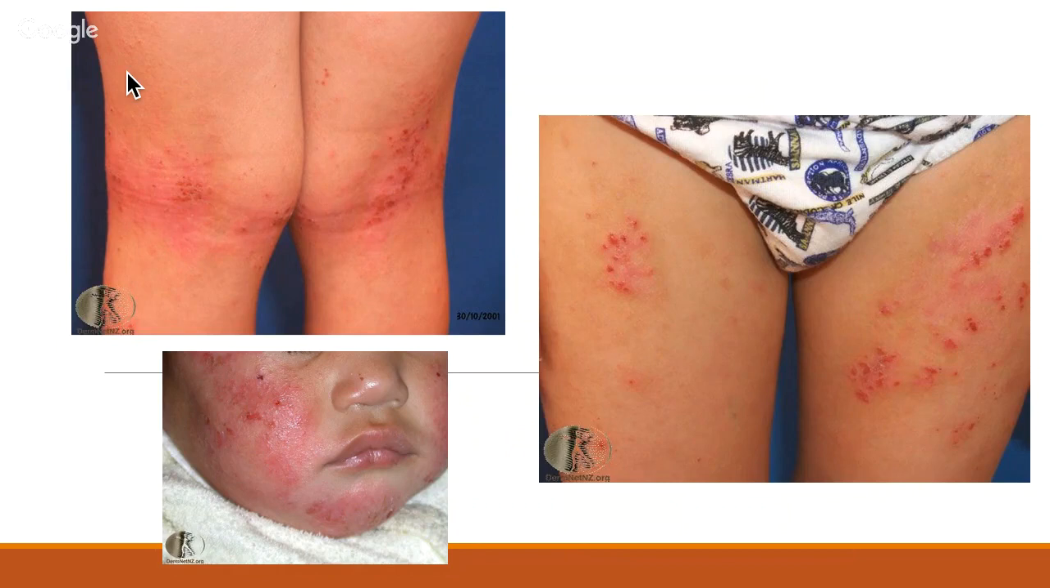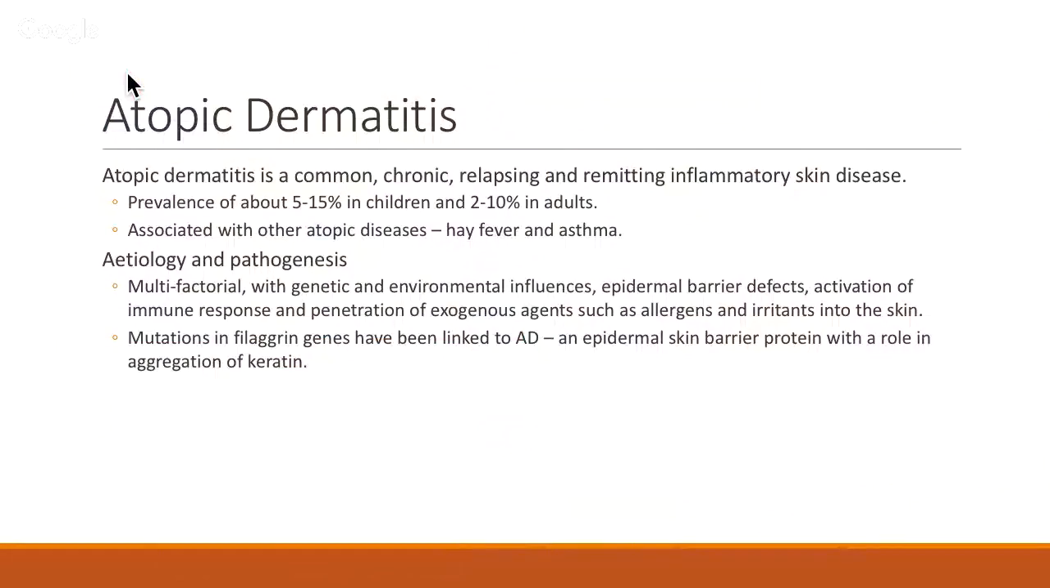So I won't go through too much on the descriptive terminology today, but I guess you can sort of see a bilateral, poorly defined erythematous rash. On the top one in the left-hand corner, it's located behind the popliteal fossa, so in the flexures. And you've got these erythematous small papules there. So I think this is quite characteristic of atopic eczema or atopic dermatitis.